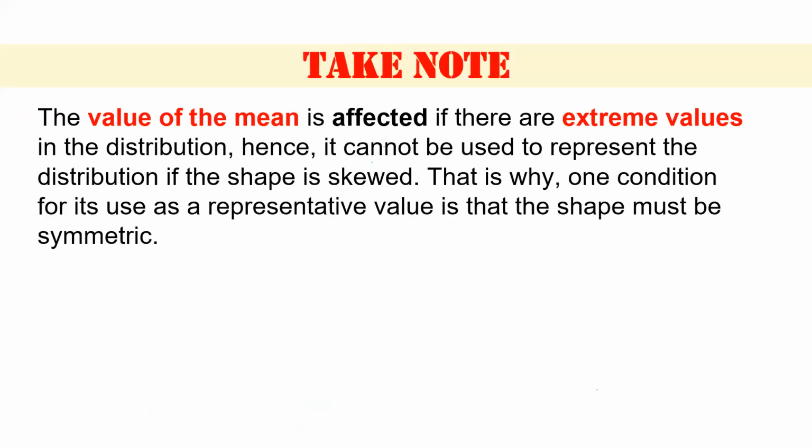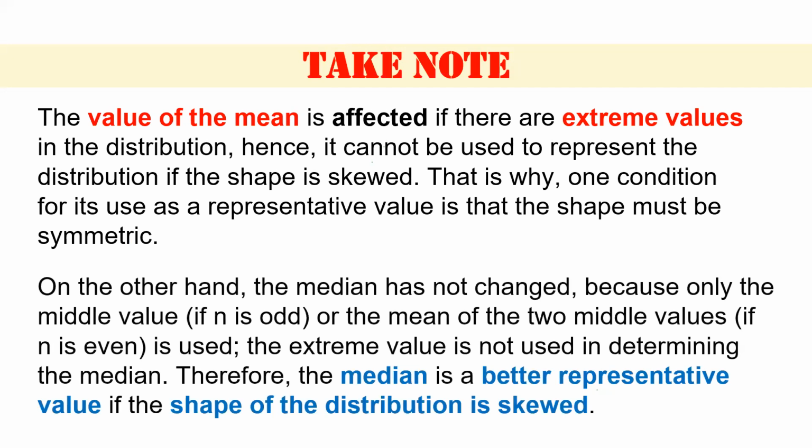The value of the mean is affected if there are extreme values or outliers. Hence, it cannot be used to represent the distribution if the shape is skewed. That is why one condition for its use as a representative value is that the shape must be symmetric as much as possible. On the other hand, the median has not changed because only the middle value, if n is odd, or the mean of the two middle values, if n is even, is used. The extreme values are not used in determining the median.